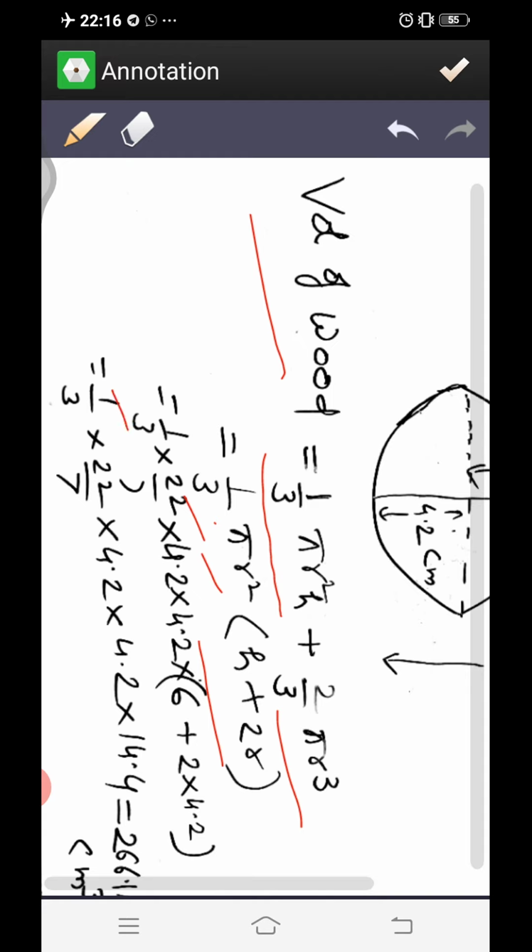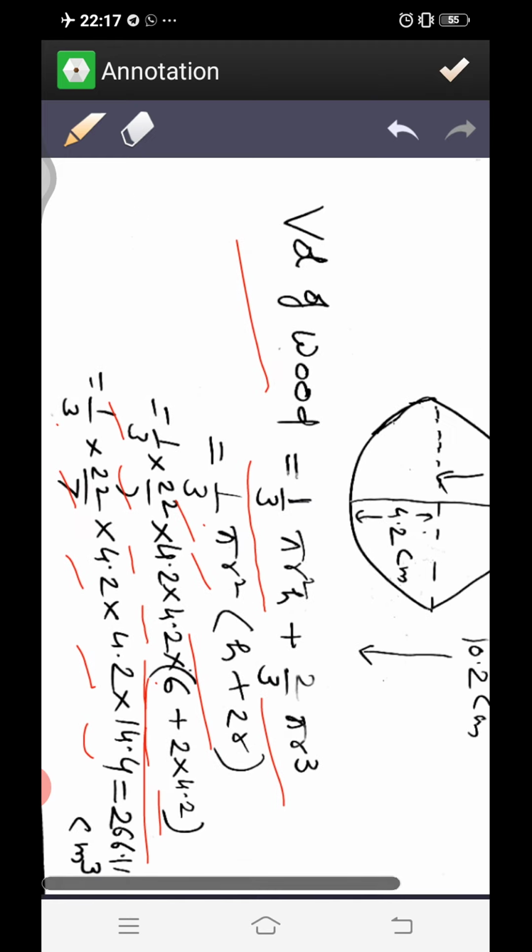1 by 3, pi value is not given, so we will take it as 22 upon 7. The radius is given as 4.2 for both, so 4.2 into 4.2. H is given as 6, plus 2 into r, again given as 4.2. So 1 by 3 into 22 upon 7, 4.2 into 4.2, and 6 plus 2 into 4.2. This will become 14.4. So overall, on calculation, we get 266.11 centimeter cube.